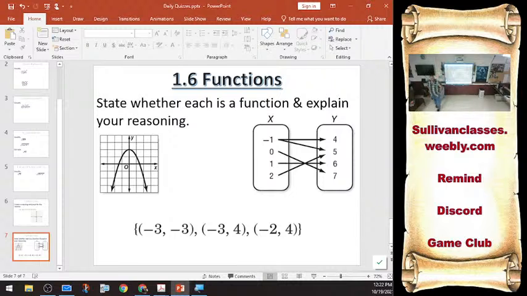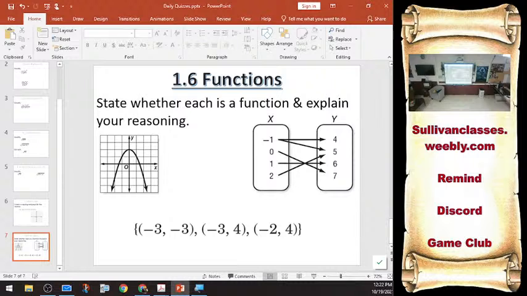Okay. You have 3 different representations of relations. One's a graph, one's a mapping, one's just some coordinates. I want you to tell me for each of these 3, they are 3 different relations. Tell me if they're a function or not, and why. That's it. That's your daily quiz.